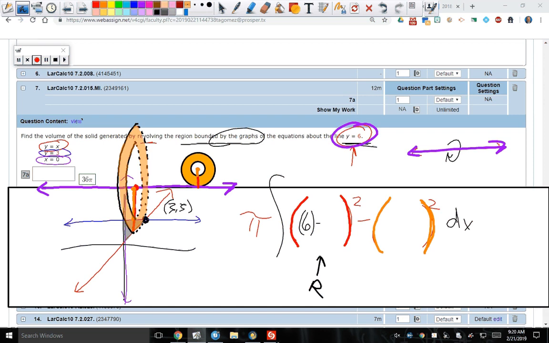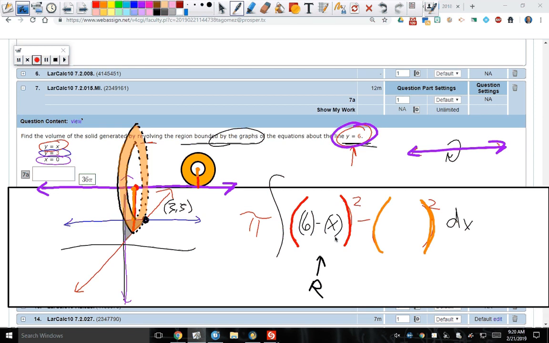Now, we're still looking at this red line. Just so that you can see it, especially those of you in the back, I'm going to highlight this in green. That's what we're looking at right now. What's the bottom function of that? X. So it'll be 6 minus x. That is big R. So I square it. Okay, let's move on to the other one.